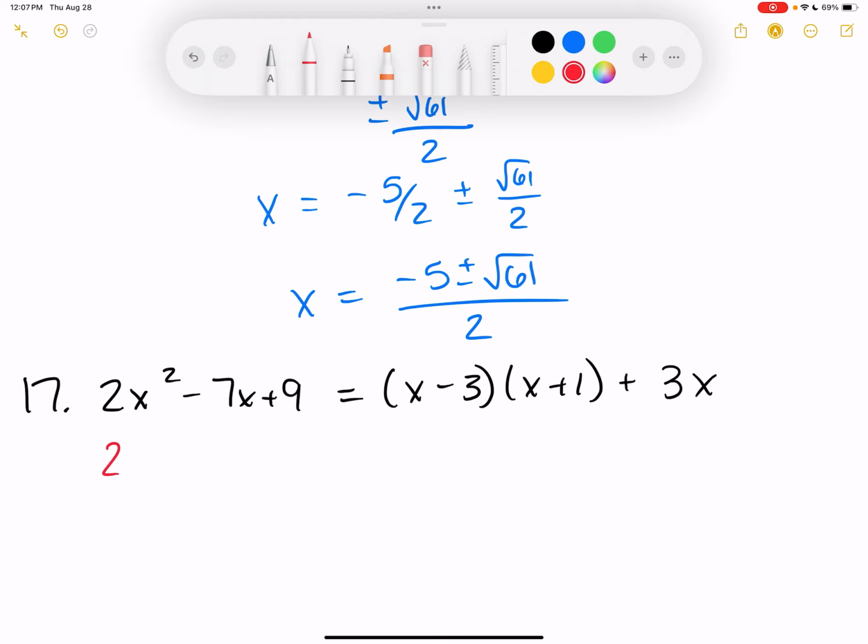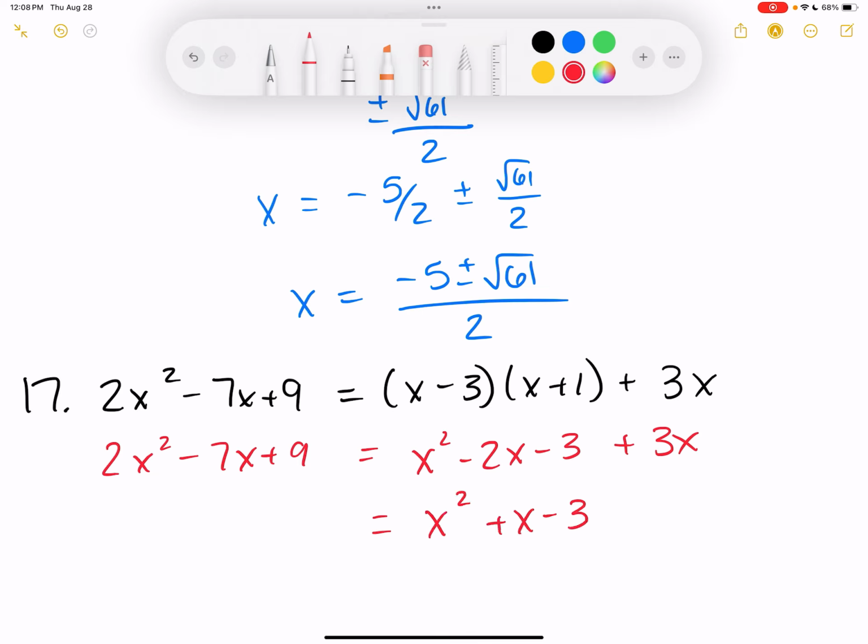So on the left, we keep everything the same for the moment. Over here, I've got x squared minus 3x plus x, so minus 2x minus 3, and then plus 3x from the stuff that was outside. X squared minus x minus... So I'm just going to rewrite the right side for a second. So x squared plus x minus 3 equals this stuff over here.